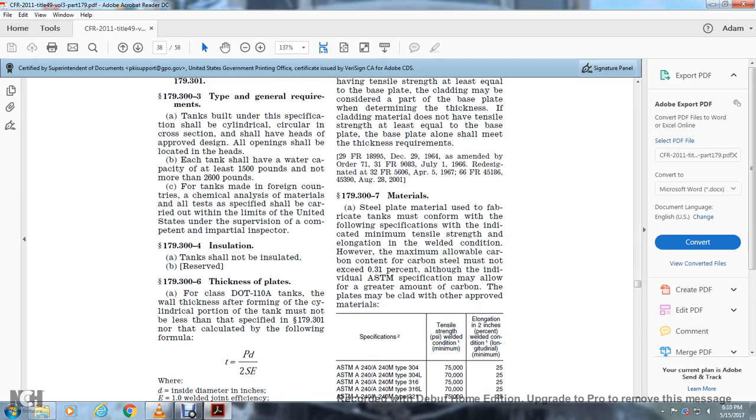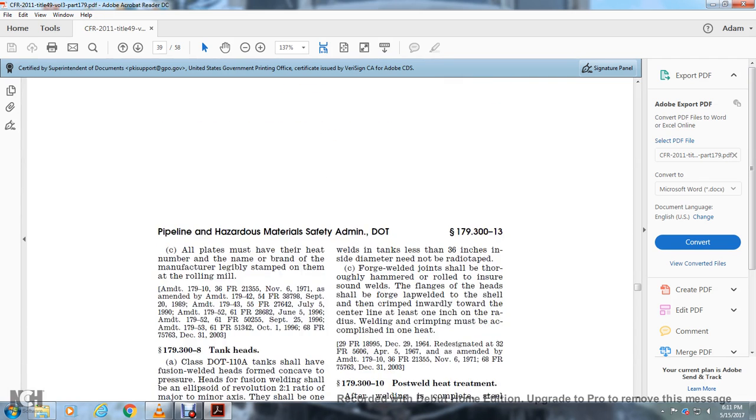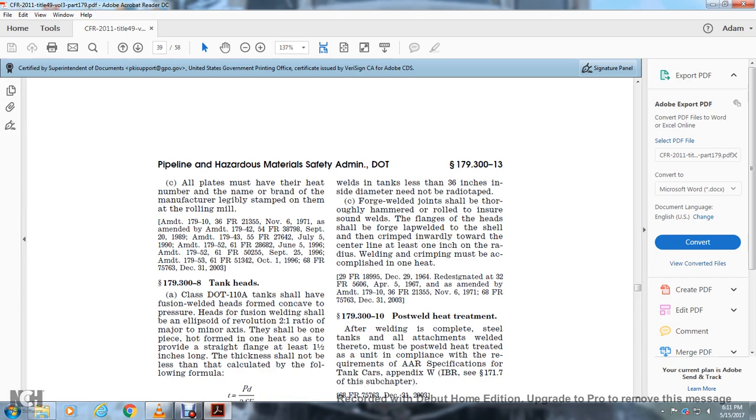Alright, 179.307, material. Steel plate material for the fabrication of the tank must conform with the following specifications, which indicate the minimum tensile strength and elongation of the welding condition. However, the maximum allowable carbon content of the carbon steel must not exceed 31 hundredths percent, although the ASTM specification may allow a greater amount of carbon. The plates may be clad with approved material. Specifications, tensile strength PSI, weld condition, elongation in 2 inches, 2%, weld condition, longitudinal minimum. B, reserved. C, all plates must have their heat number and the manufacturer's brand legibly stamped on the rolling mill.